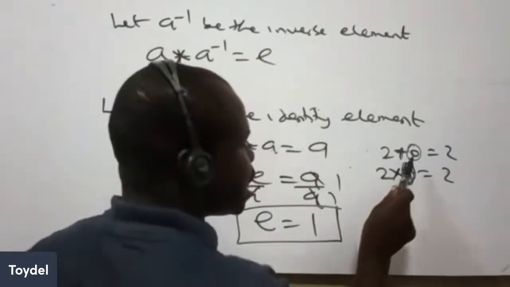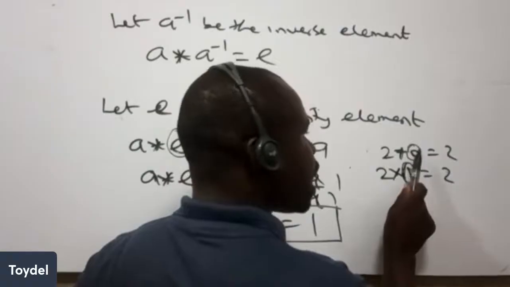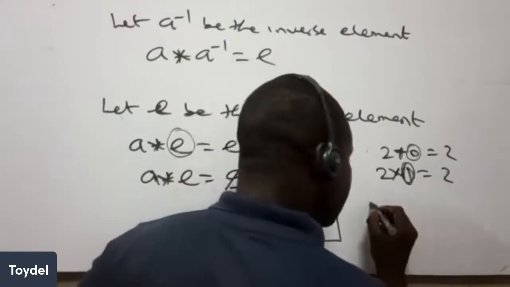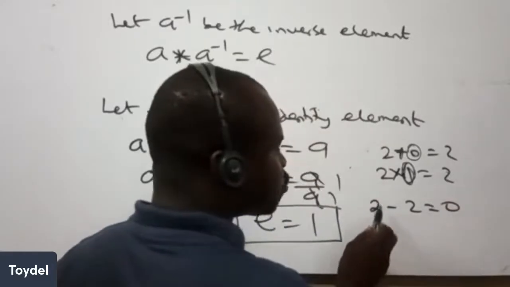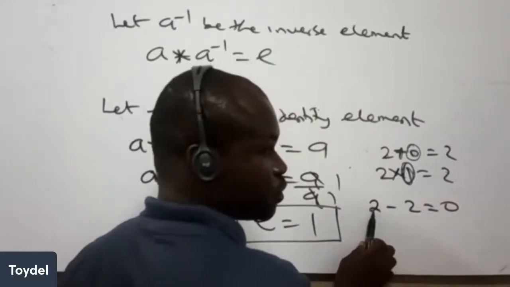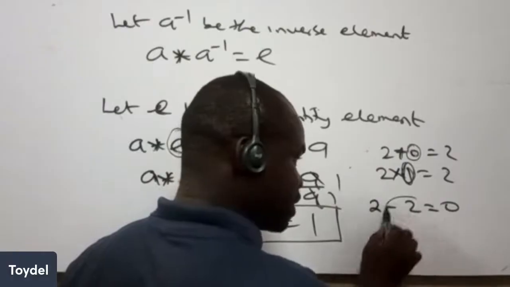I said under addition, the identity is 0. So how do I get 0? If I have 2 minus 2, I'm going to get 0. So minus 2 is the additive inverse of 2.